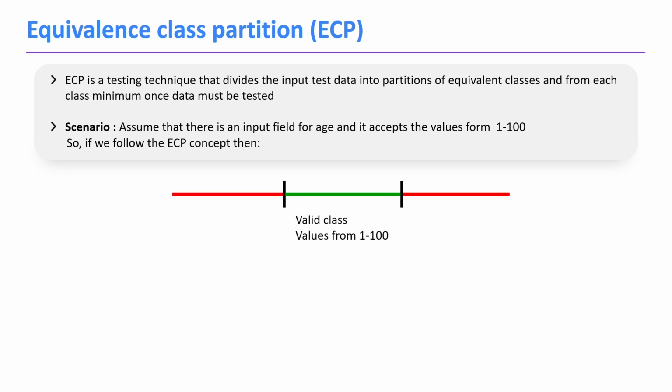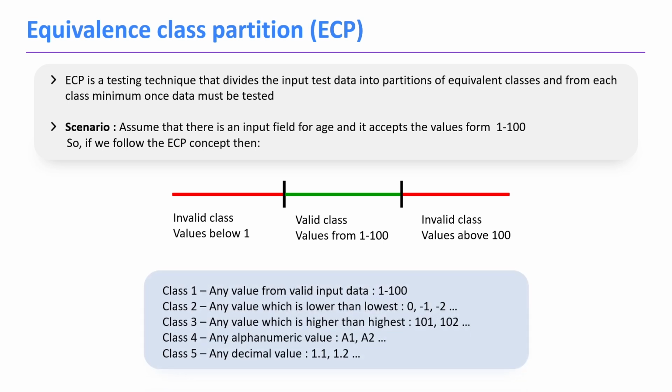Valid class means the values that the age field can accept, that is, the range from 1 to 100. So that is the valid range for the age field. This is the valid class of input, and other than this comes under the invalid class, like the values which are less than 1, that is also an invalid class, and the values which are greater than 100, that is also an invalid class. So like this we will divide our input test data into multiple classes, and from each class the data must be tested once.